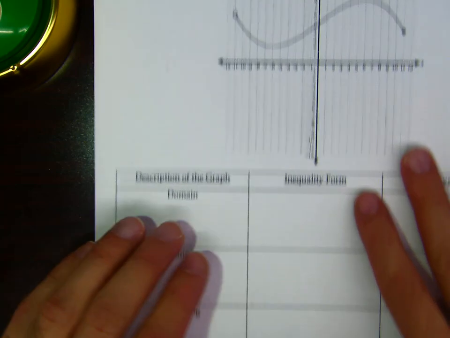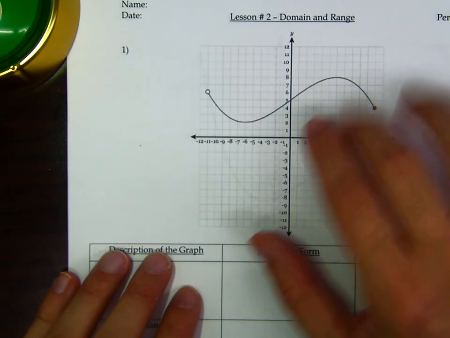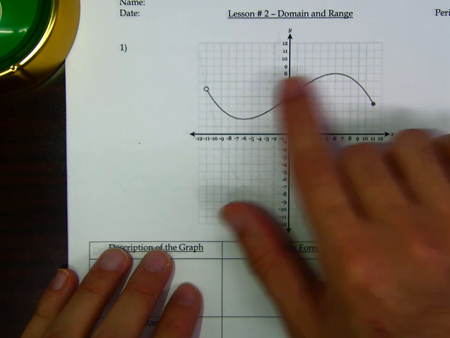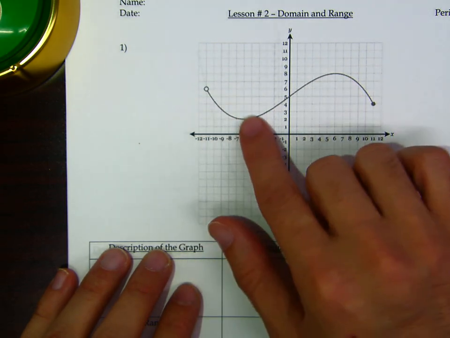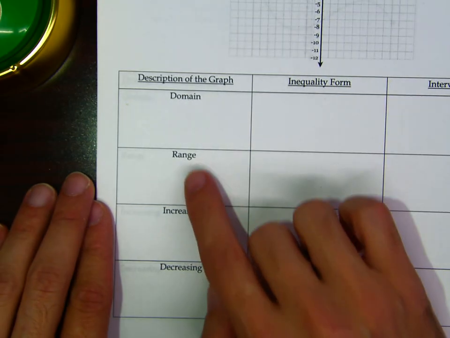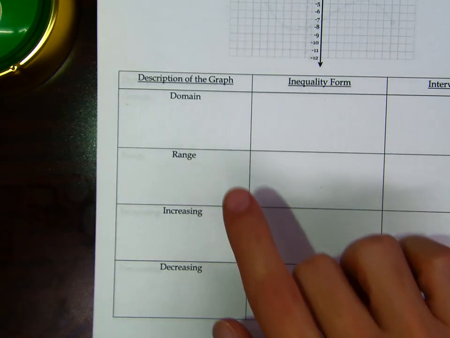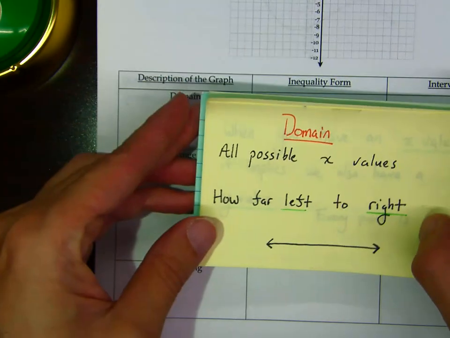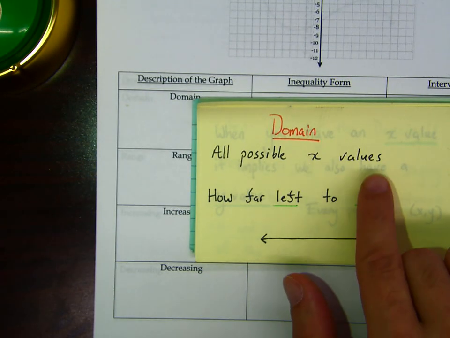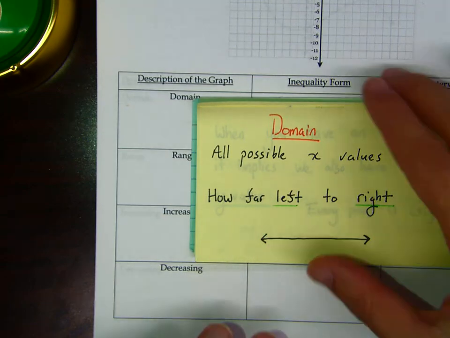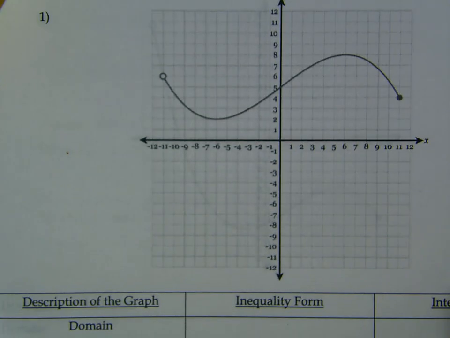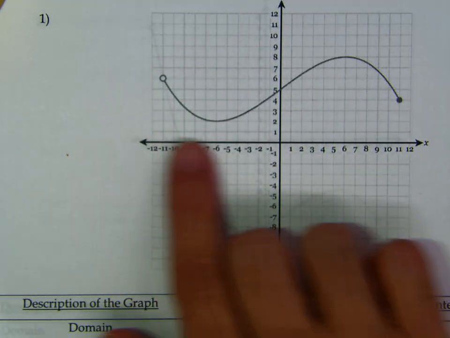So let's take a look at this graph. Notice that you have some wiggly line like this, kind of like a dinosaur's neck. What do we want to do? We want to identify and get good with four things: the domain, the range, the increasing and decreasing. So let's look at the definition for domain. The domain is all possible x values, how far left to right you can go on the graph. So when I take a look over here, I ask how far left to how far right.